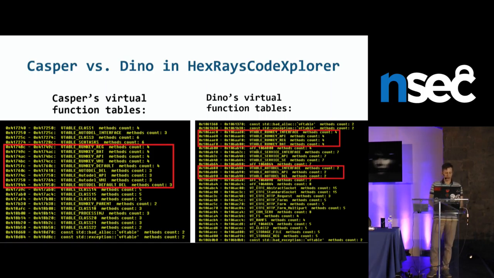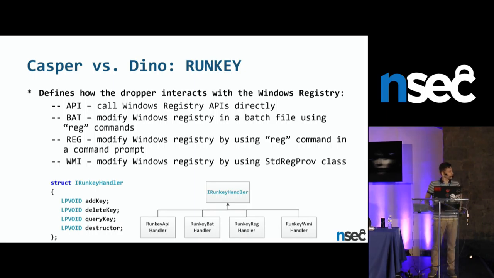For instance, here we can see the comparison of Casper's and Dino's virtual tables found in the output of our tools, and we can see that there is some intersection: there are two objects, the run key and Autodel, which are shared between those two samples. So that means our virtual table approach or identification works here. And there is a definition of the run key. The run key defines how malware communicates with the registry. This is a base class, and there are some subclasses which define particular implementations, like the malware can access the registry directly by API, using the command prompt, using Windows Management Instrumentation classes, and the reg command.